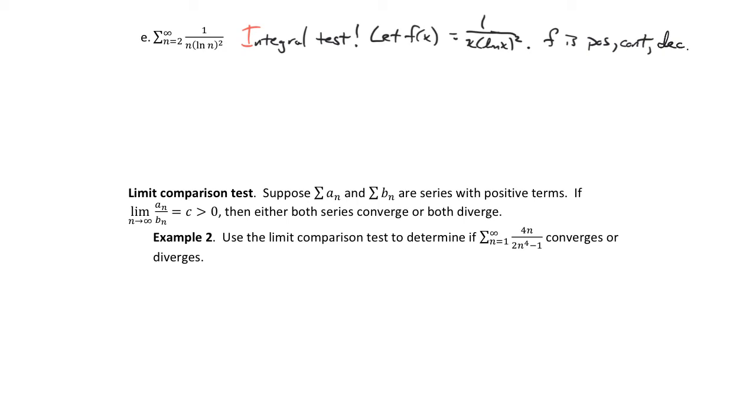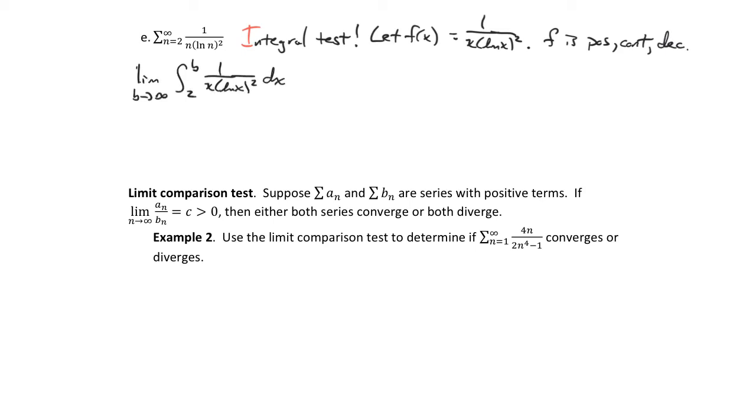is getting bigger. The natural log is an increasing function, so is x, so the denominator is going to be an increasing function. So we can use the integral test. So here we go. We want the limit as b approaches infinity of the integral from 2 to b, we want to start at 2 because that's where our sum starts, of 1 over x, natural log of x, quantity squared, dx.